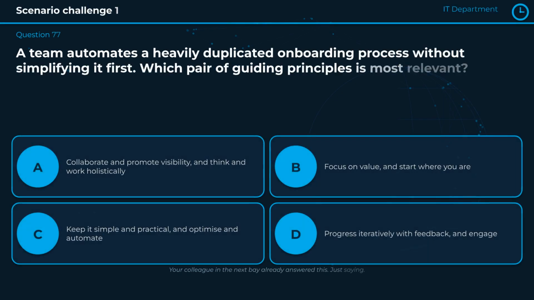Question 77. A team automates a heavily duplicated onboarding process without simplifying it first. Which pair of guiding principles is most relevant? A. Collaborate and promote visibility and think and work holistically. B. Focus on value and start where you are. C. Keep it simple and practical and optimize and automate. Or D. Progress iteratively with feedback and engage.